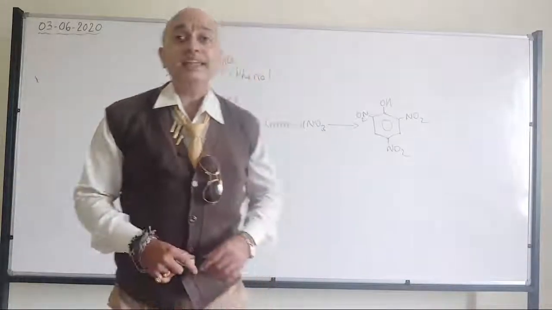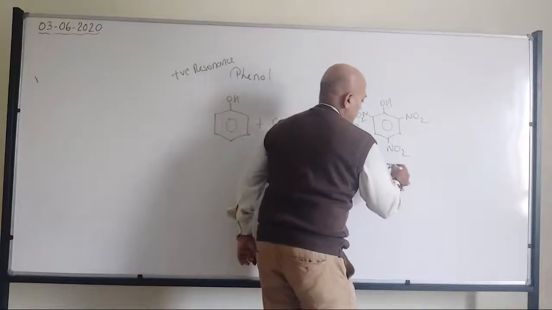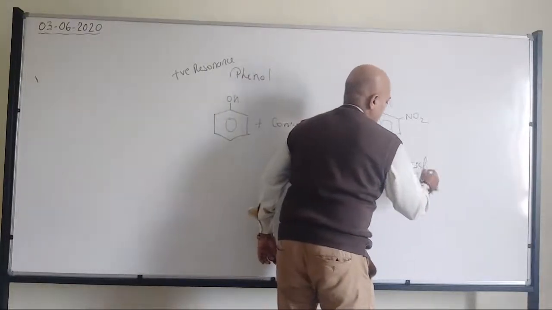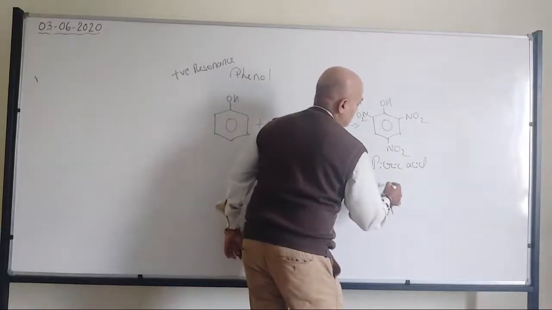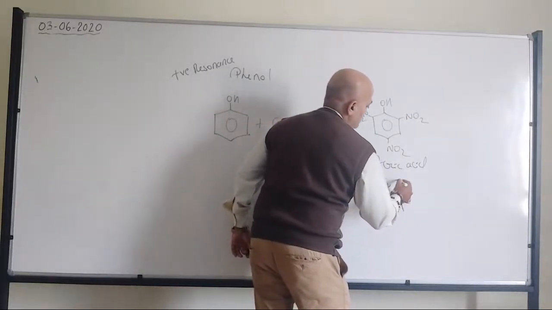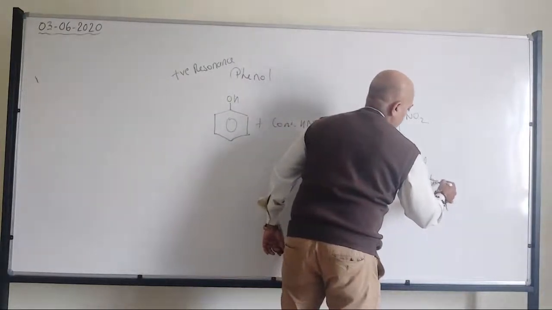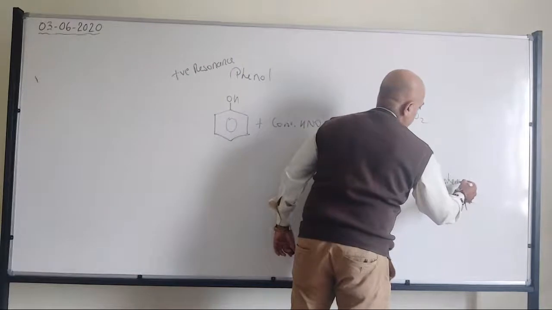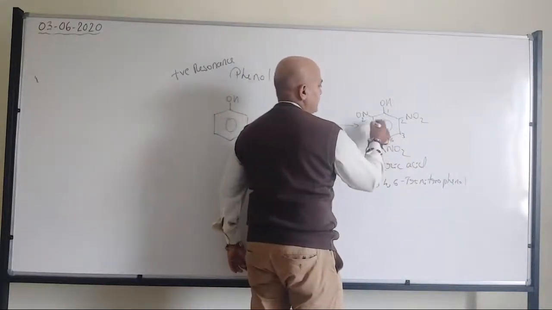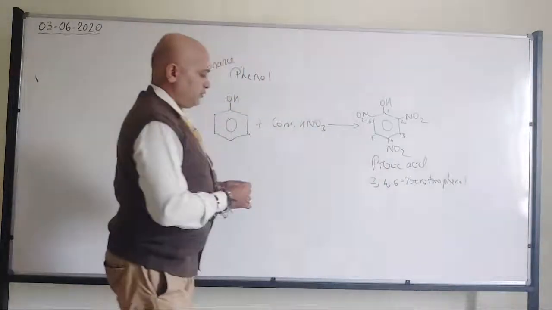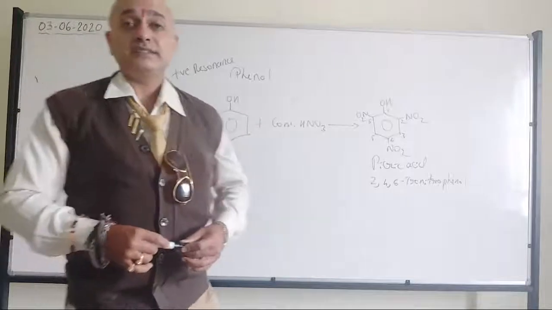It is picric acid, trinitrophenol. So this is picric acid. If you want to go with the IUPAC name, I can tell that it is 2, 4, 6 trinitrophenol. 1, 2, 3, 4, 5, 6. So 2, 4, 6 trinitrophenol, that is nothing but picric acid.